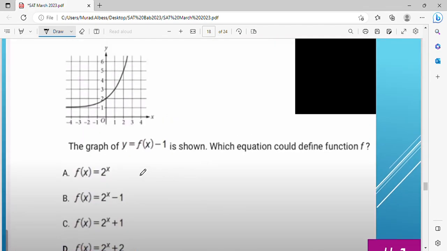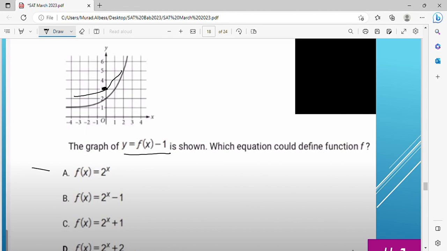The graph of y equals f of x minus 1 is shown. Which equation could define function f? Okay, look at this carefully. y equals f of x minus 1, so this is the graph after I shifted down 1 unit. So the original comes from here. The y-intercept is 3.